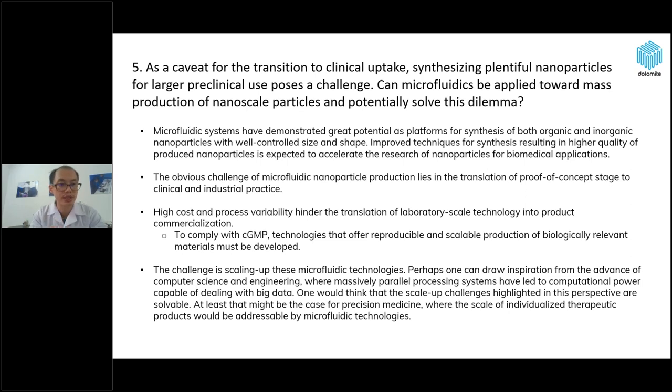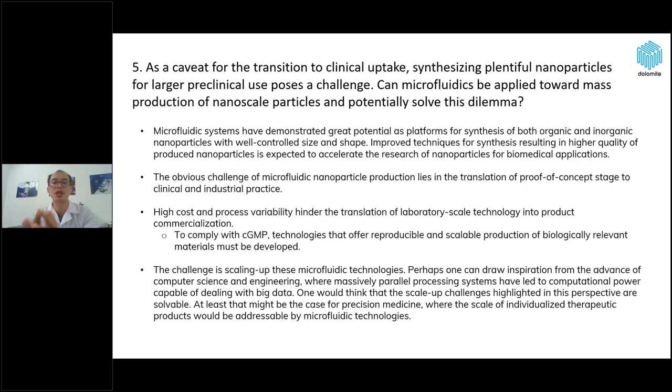Okay, let's move to question number five. As a prerequisite for the transition to clinical uptake, synthesizing a plentiful nanoparticle supply for larger preclinical use poses challenges. So can microfluidics be applied towards mass production of nanoscale particles and potentially solve this dilemma? It's a very good question. Let me answer this one.